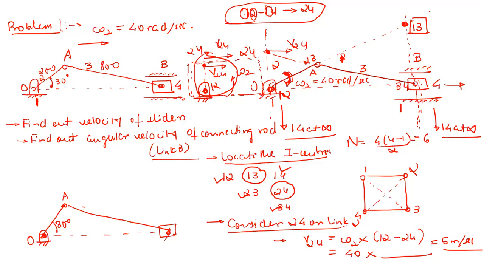So which I center is common to link 3? Or which I center can be related to link 3? Just tell me. 1, 3. 1, 3 can be connected, right? Or 3, 4 can be connected to link 3. But 2, 4 cannot be connected. 2, 4 cannot be related to link 3.